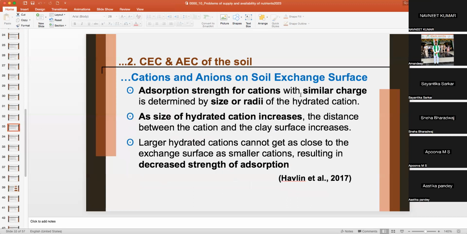Now, adsorption strength for cations with similar charge is determined by the size or radii of the hydrated cation. Hydrated cation means water has been added to it. As the size of the hydrated cation increases, the distance between the cation and the clay surface increases. So you can see it can then be easily detached. Larger hydrated cations cannot get as close to the exchange site as smaller cations, resulting in decreased strength of adsorption. So as hydration of an ion increases, its dissociation is very fast.